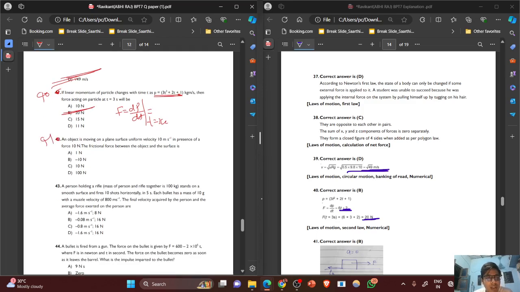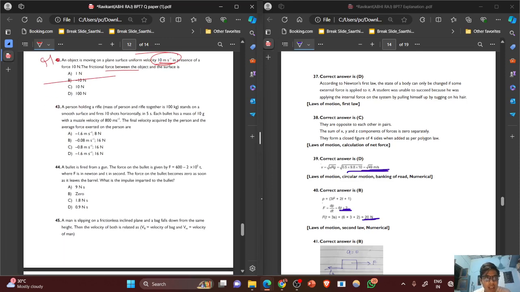So question 41. An object is moving on a plane surface with uniform velocity, in the presence of a force and a frictional force. If it is moving with a constant velocity, the net force will be zero, then the answer will be option B. Theoretical question. You can do it in 1 second. No need to worry.